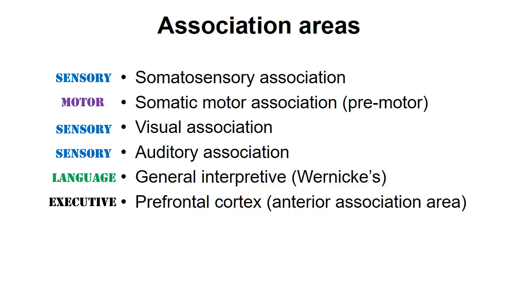And then we have the prefrontal cortex, which is largely the executive, involved with a lot of reasoning, judgment, intellect, and so forth. A lot of executive functions. So these are all the association areas, and I also put the additional grouping as to whether they're sensory, motor, or in this case, executive, a higher order association area. Okay?